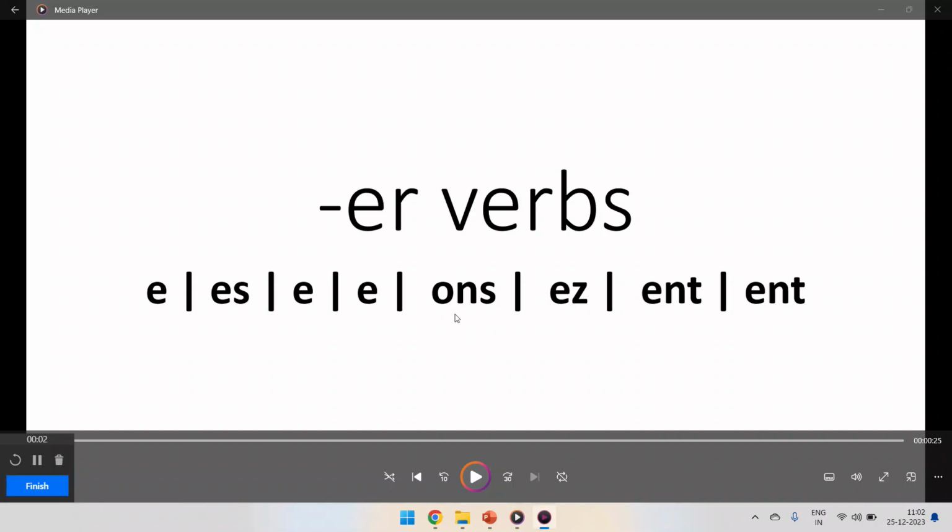Good morning. Today we are going to learn the ER verbs. In ER verbs, we are supposed to remove the ER at the ending of the verb and we are supposed to add the endings which are given here.